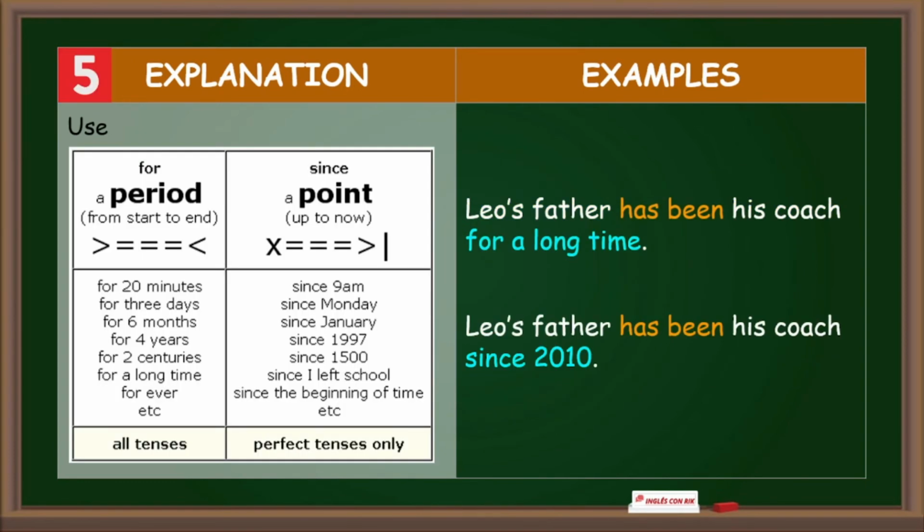Number 5. Phrases that we use with for are: for 20 minutes, for 3 days, for 6 months, for 4 years, for 2 centuries, for a long time, forever. The phrases we can use with since are: since 9 a.m., since Monday, since January, since 1997, since 1500, since I left school, since the beginning of time. And don't forget, we can use for with all tenses, but we have to use since with perfect tenses only.